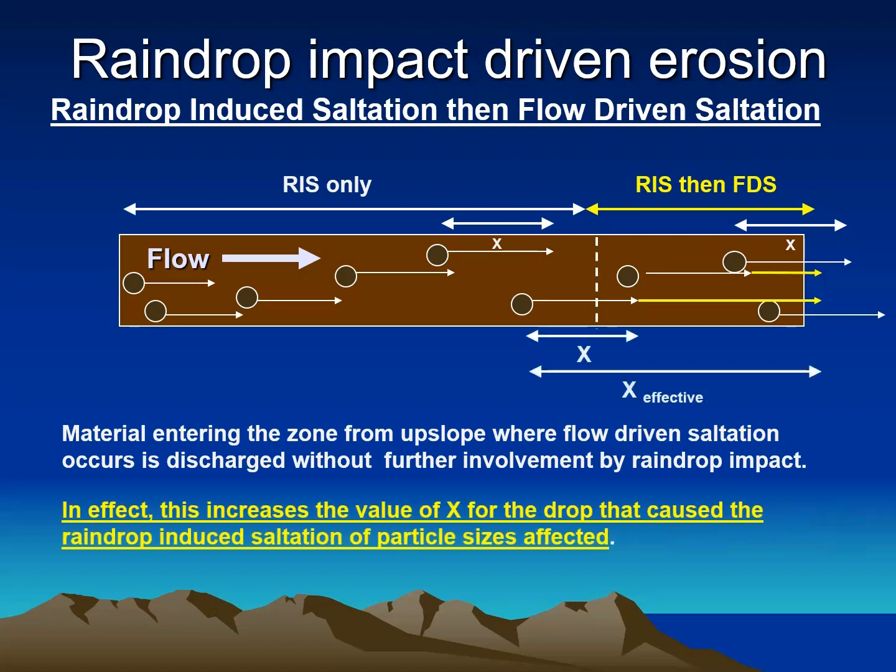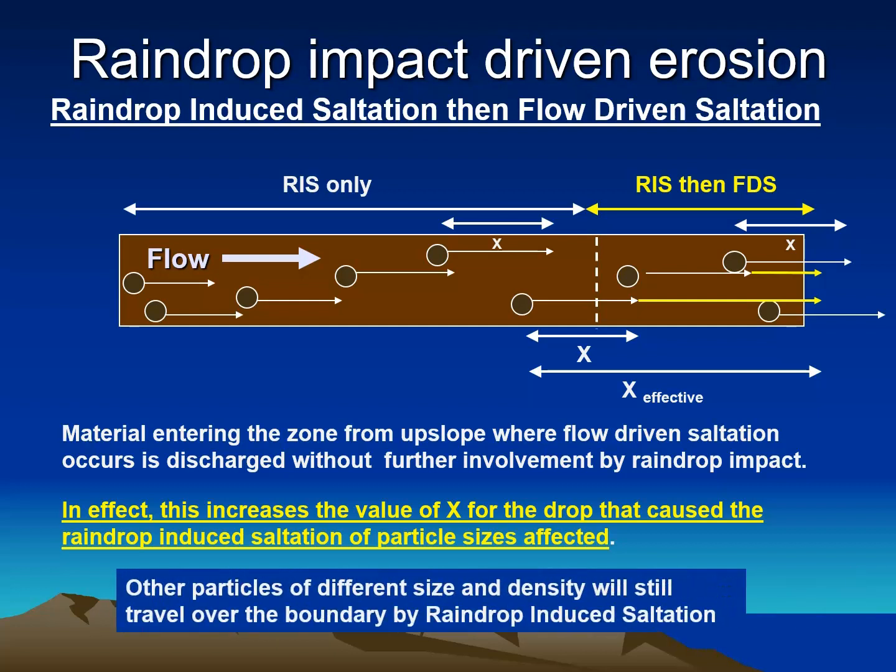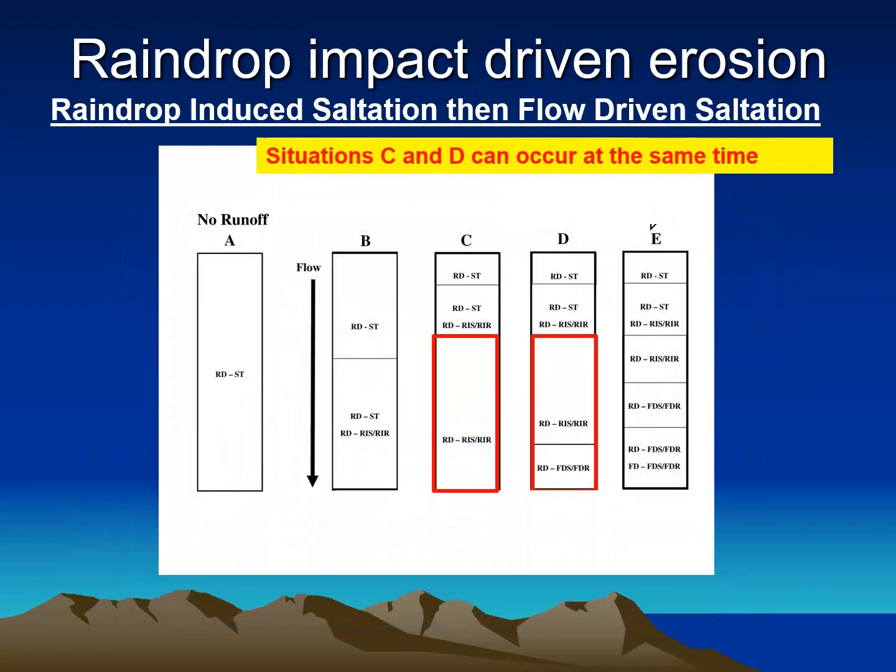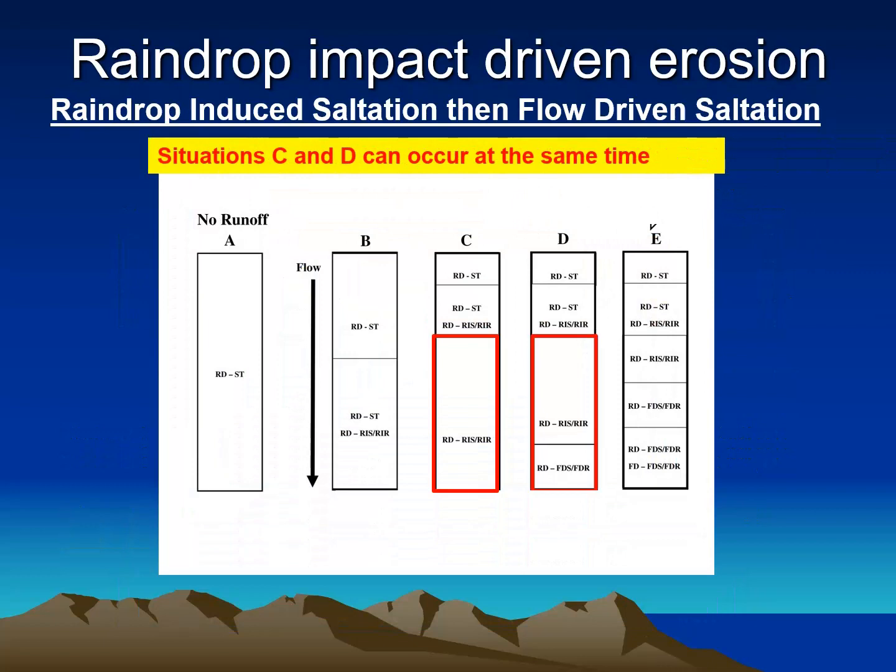In effect, this increases the value of X for that drop that caused that raindrop-induced saltation to occur. Other particles of different sizes and densities will still travel over the boundary by raindrop-induced saltation. So we have situations C and D occurring at the same time.